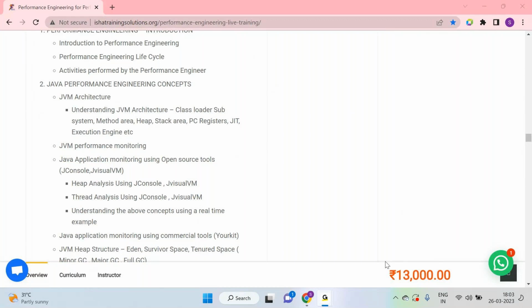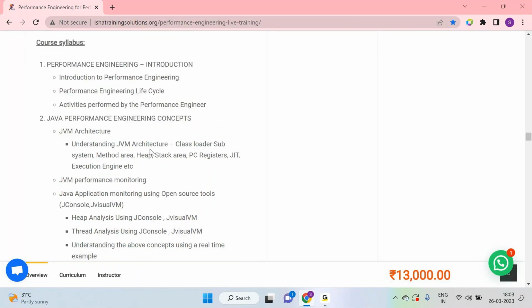So yesterday, we discussed the course content, what all the things are that we are going to learn in this course journey. Today, day one session, we are going to actually start the content from the beginning. So the first topic is performance engineering introduction.